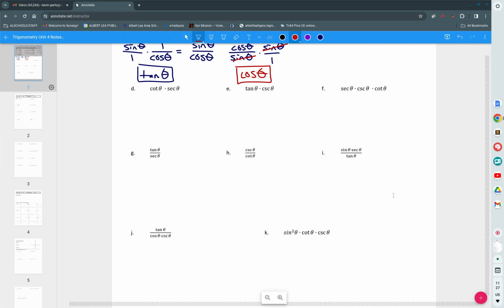Instead of cotangent, what will I write? Cosine over sine. Oh, I'm sorry, I'm going to skip letter C. I don't like that problem. And instead of secant, what would I write? 1 over cosine. So as I multiply these, what's going to happen? The cosines do reduce. Am I left with sine over 1, or am I left with 1 over sine? And what is 1 over sine? Cosecant.